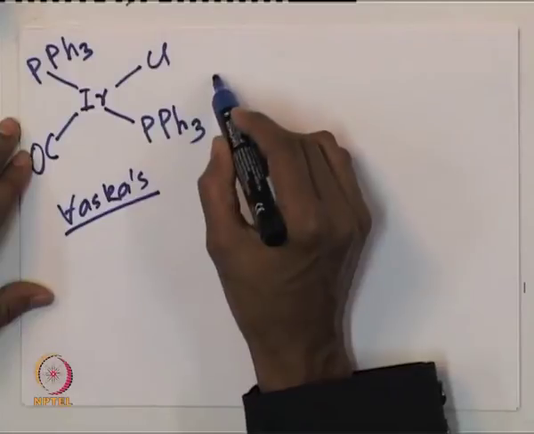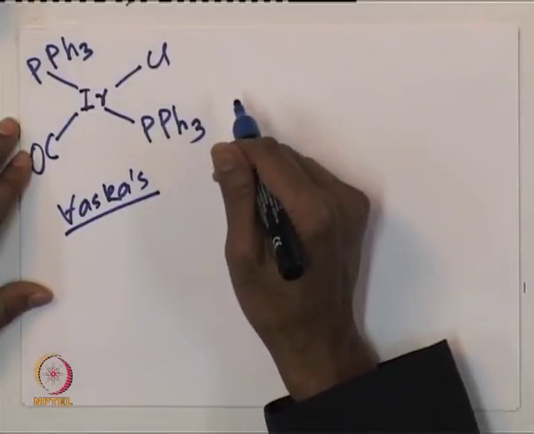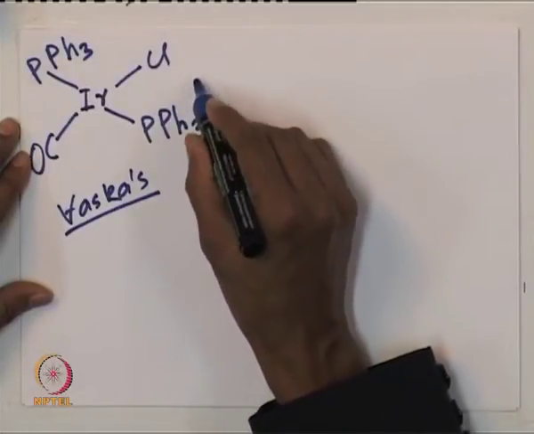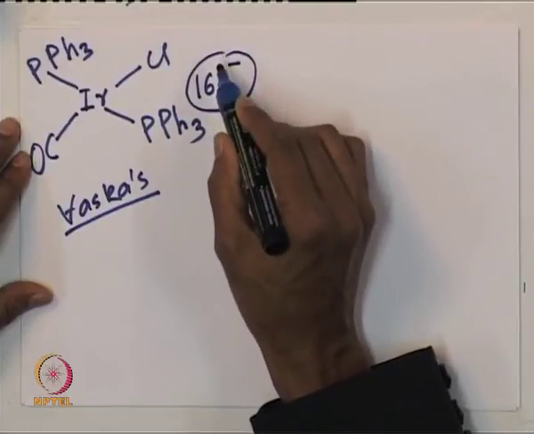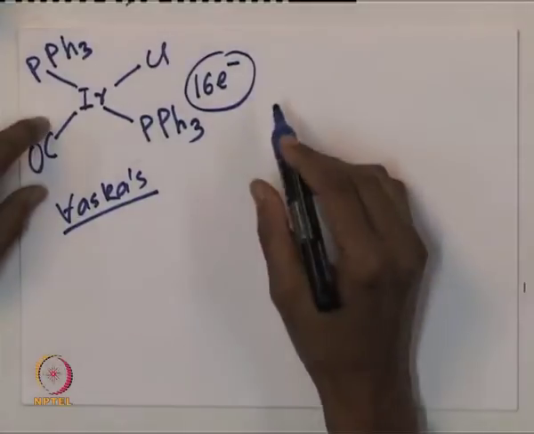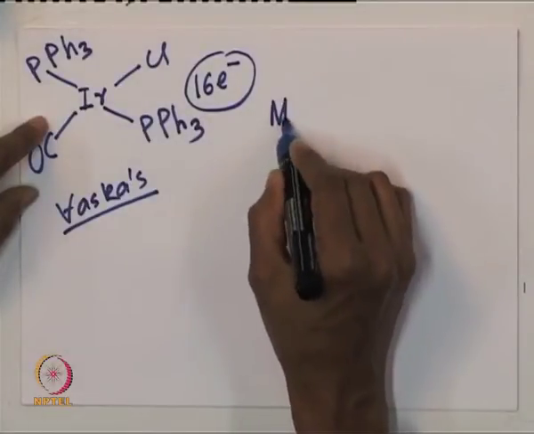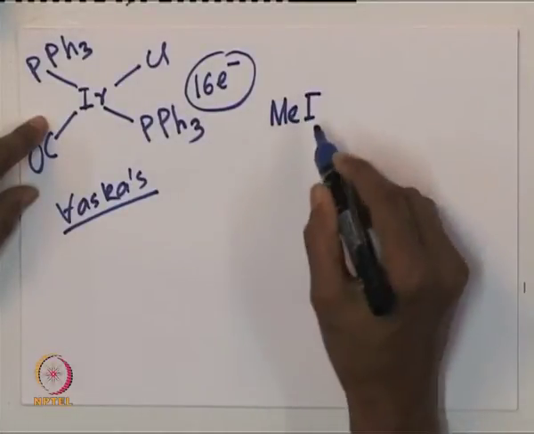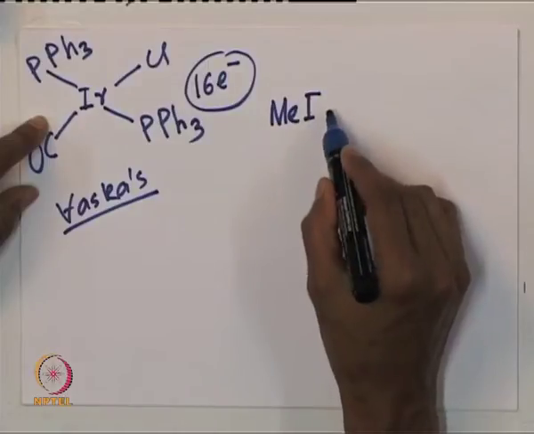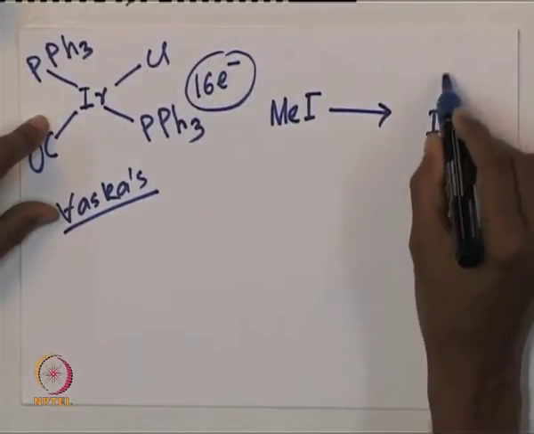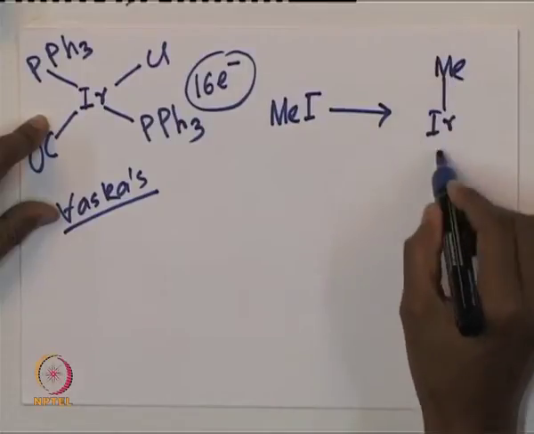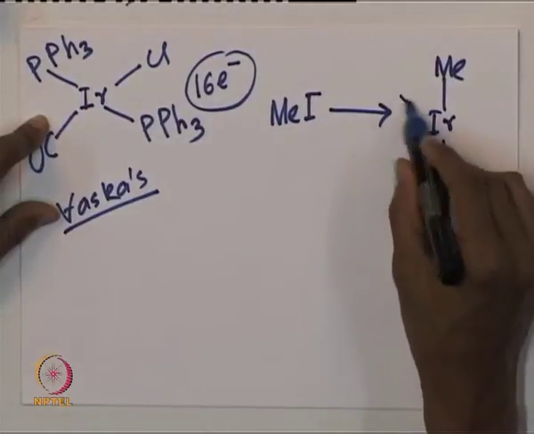Okay. Now, if you do the electron count for this species, you will find that it is a 16 electron species. Okay. Now, if we are having methyl iodide addition with it, the species that we are going to get is the iridium methyl iodide addition complex.